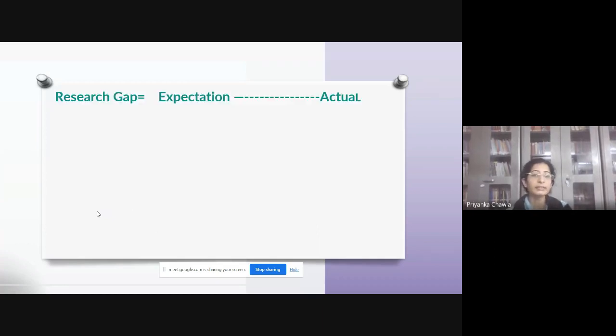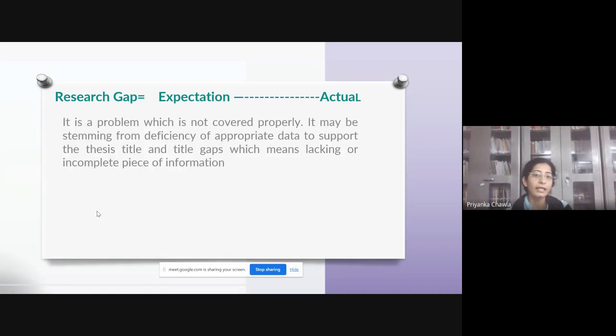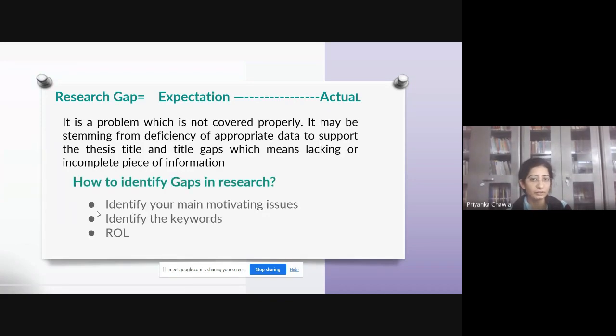Now, another thing is the research gap. People generally get confused about how to identify a research gap. So, what is a research gap? A research gap means the thing which is not covered by the experts. Some have covered that particular area, but have not covered the remaining area. So this is the gap: what was expected and what was actually done. Some area is not covered. That part which is not covered is called the research gap.